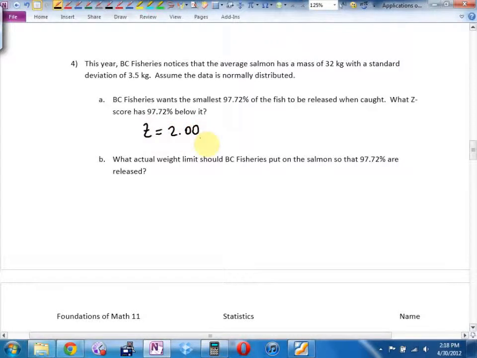So here's what we're saying. I draw a little picture with a Z right there of 2.00. This area here is 0.9772 or 97.72%. But this here is a Z-score.